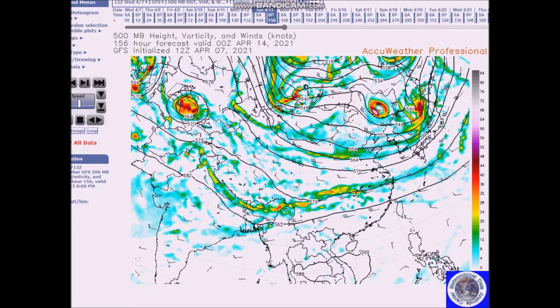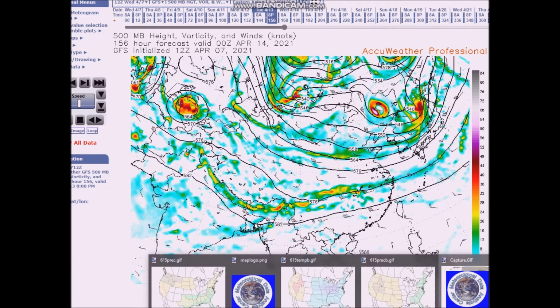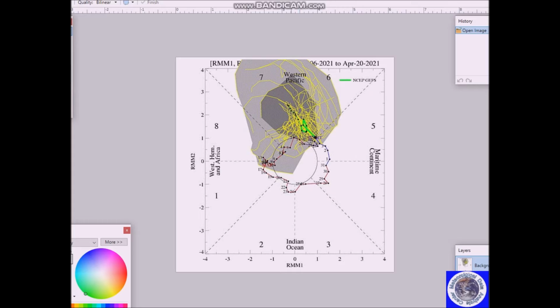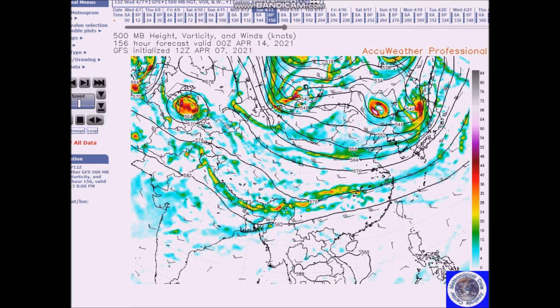And if we take a look, what further supports this is the MJO. It comes into phase 7 and stalls, and this favors the East Coast trough and also the possibility of a significant storm affecting the east. But other than that, during this forecast period, let me go back to the maps.